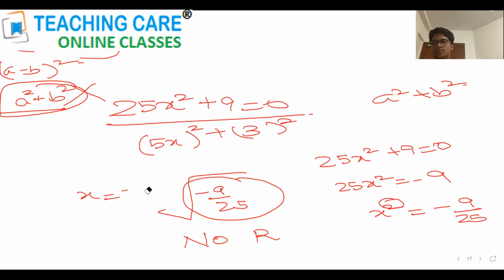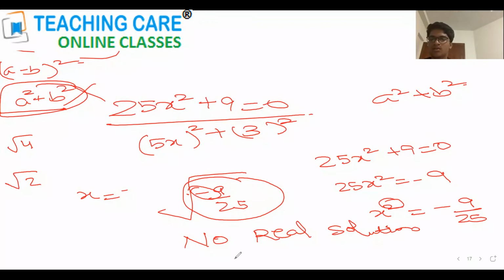For now, the main point is that inside the root we have a negative number. We don't know how to solve it. We have done how to solve square root of 4, square root of 2, even though it's in decimal, but we haven't done anything in which we have negative inside the root. So it is no real solution. We cannot solve it.